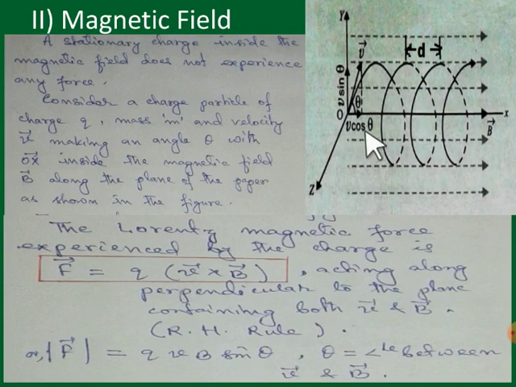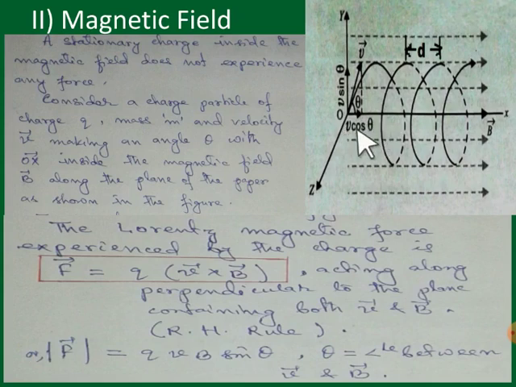Due to this V cos theta, and due to this component V2, I mean V1, I think it must be V1. So due to this vertical component, let me call it V sine theta, V2 is equal to V sine theta. The charged particle will move in a circular path due to this component, and V1 is equal to V cos theta.